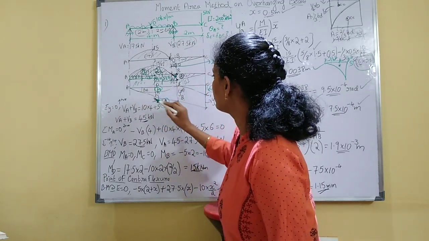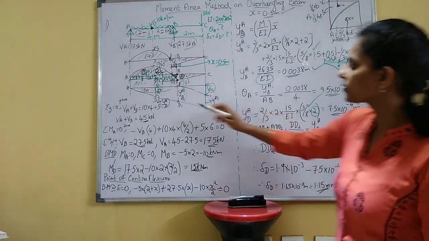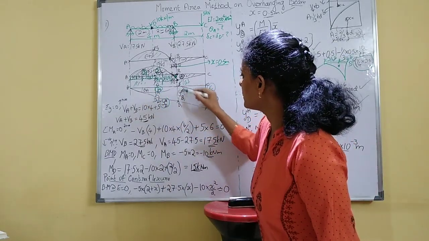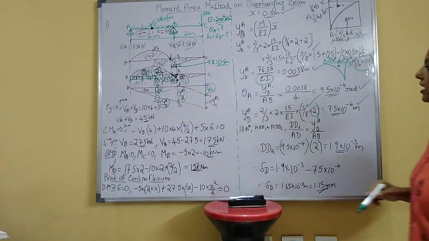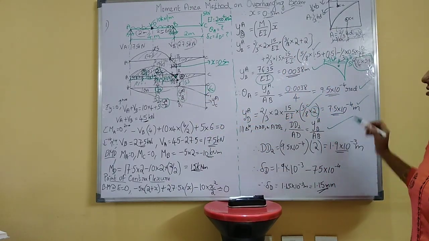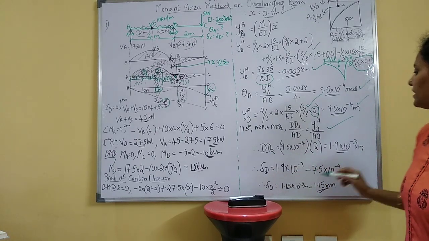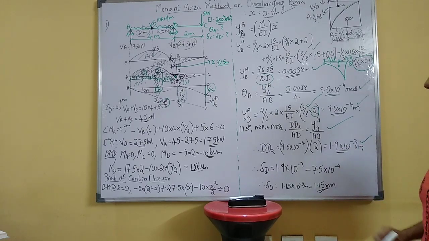So AD, D2 and AB, B1. From that you'll have D2 divided by AD and B1 divided by AB. B1 is YBA. Okay, this is your relation from similar triangles. Then substitute everything, you will get DD2, and DD2 is 1.9 into 10 power minus 3 meter.